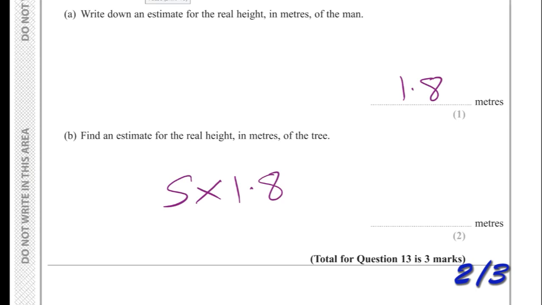You'll get the method mark as long as you use a scale factor of 5 or 6. So as long as you said the tree was about 5 or 6 people tall, anywhere in there. Times these numbers together. You could use the grid method, Chinese grid method, any way you want really. The way I might think about it is 10 lots of 1.8 is 18. As I want 5, I need half of that. So I'm going to say the tree is 9 meters.